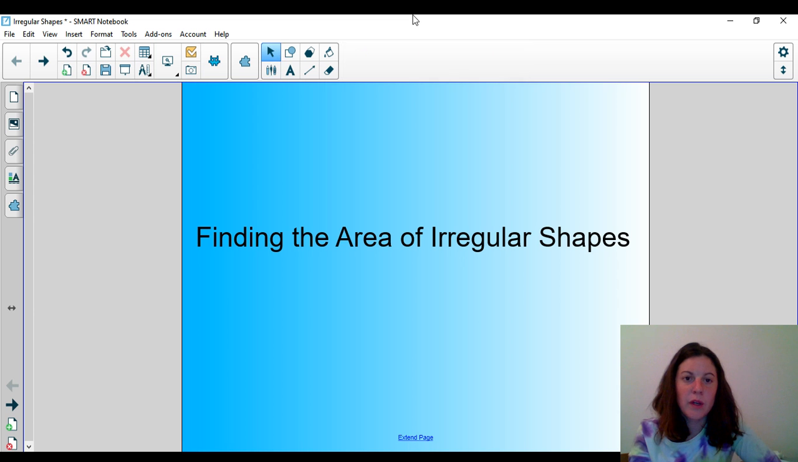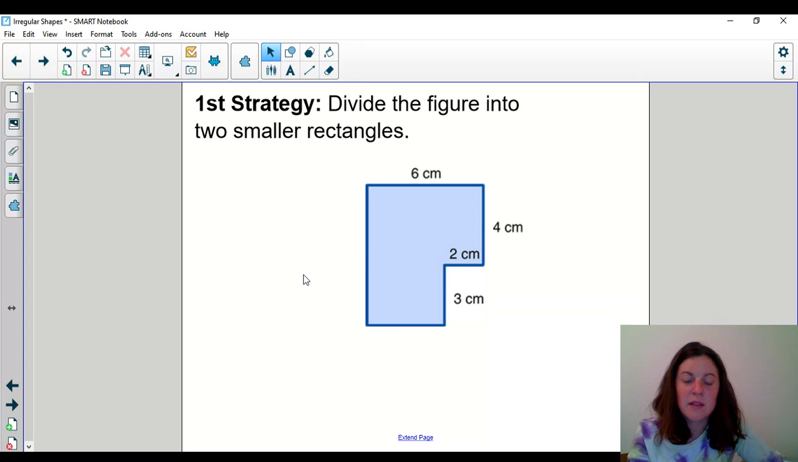We are going to look at finding the area of irregular shapes. Irregular means that it is not a complete rectangle or square. The sides do not match up. They are not equal in length. There are two strategies to do this.